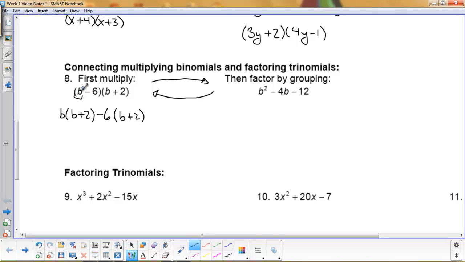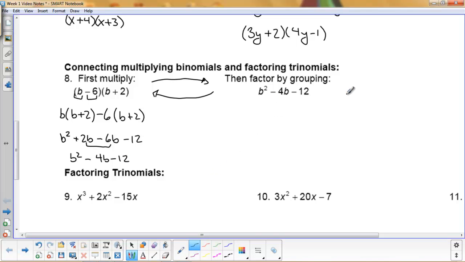Multiply the first term by the second binomial. Multiply the second term by the second binomial. You'll see when I work backwards here that these steps are actually identical. So now I get b squared plus 2b minus 6b minus 12. Combining like terms gives me b squared minus 4b minus 12.